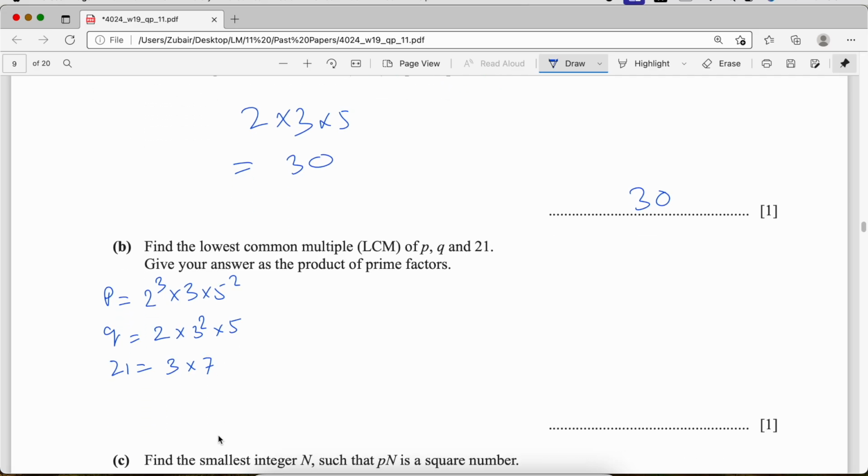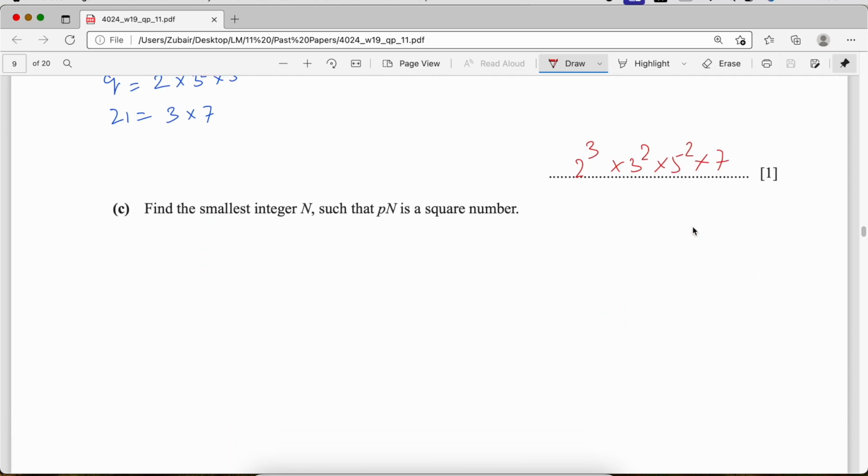First thing was HCF, now we are going for LCM, and in LCM we will select everything and the highest value. So in all of these I can see that there is 2 and the highest value is cube. The second one, there are 3s and the highest value is squared. Now I'm looking at 5. Although in 21 there is no 5, we will select it with the highest value, and then 7. Now this is large enough, so I'm going to write it as it is: 2 cube into 3 square into 5 square into 7. That's the LCM. Now it says find the smallest integer n such that Pn is a square number.